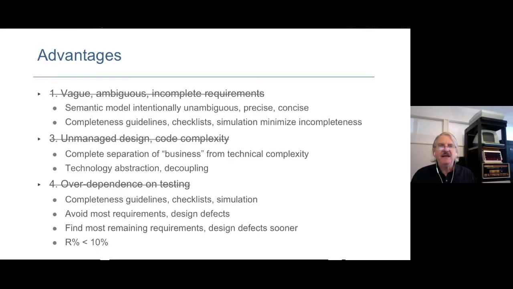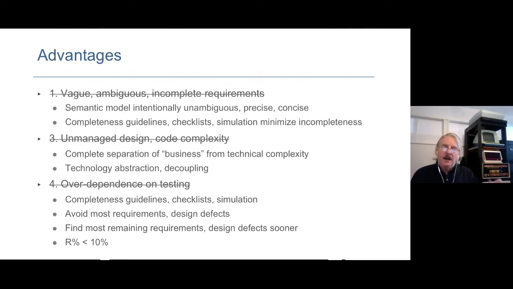Now, in terms of advantages, remember, our number one challenge was vague, ambiguous, and incomplete requirements. But the semantic model is intentionally unambiguous, it's intentionally precise, it's intentionally concise, and the completeness guidelines and the checklists and simulation help us minimize incompleteness. We can never guarantee that anything is complete. But by using the guidelines and the checklists and the simulation, we vastly reduce the possibility that the semantic model is incomplete.